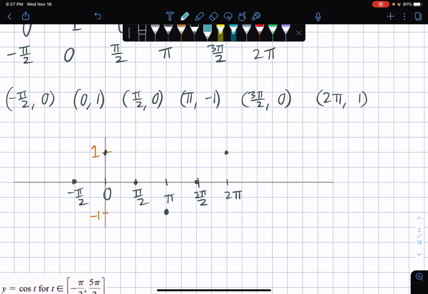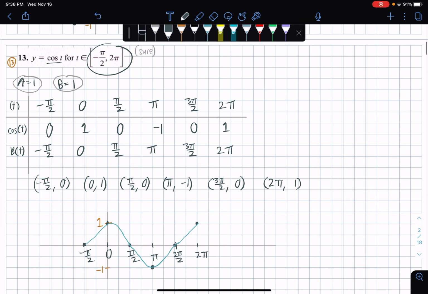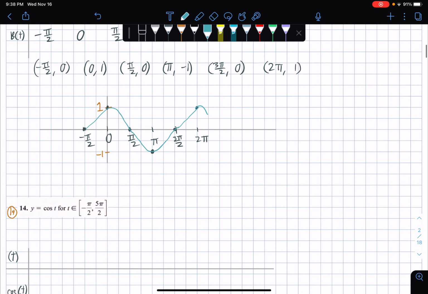Now, let's start outlining. Make the curve. So yes, our graph would look something like this. Let's move to number 14.